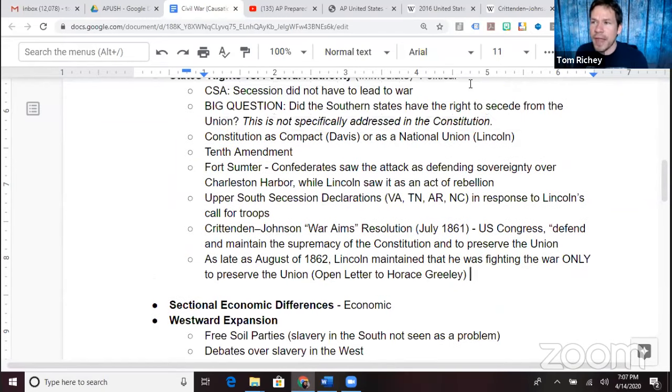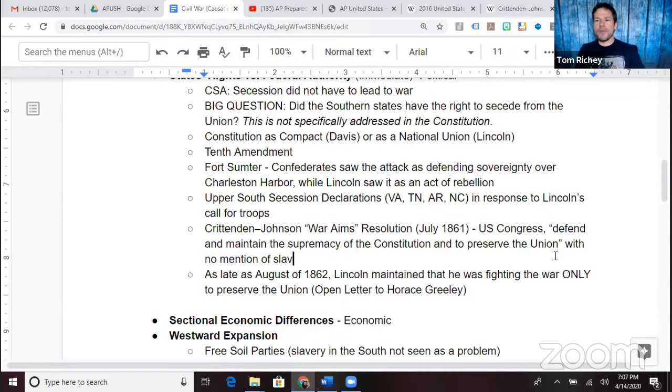So as far as that goes, the United States Congress said in July of 1861 that the purpose of the war was to defend and maintain the supremacy of the Constitution and preserve the Union, with no mention of slavery. So when people say that the Civil War was about states' rights, the evidence they're looking at is different evidence.